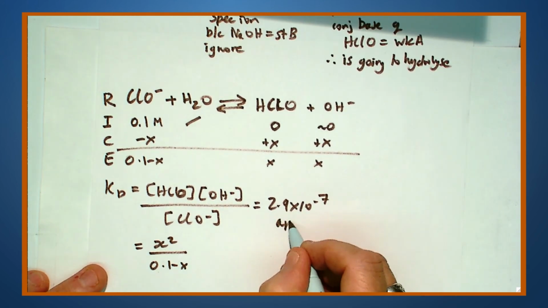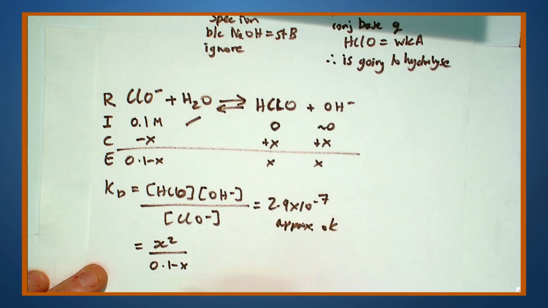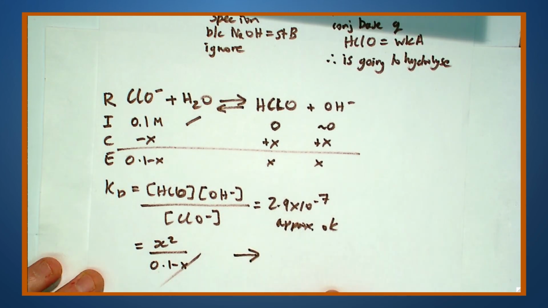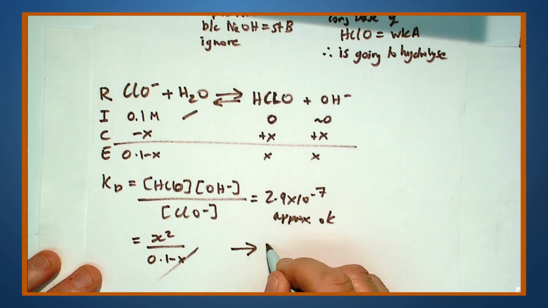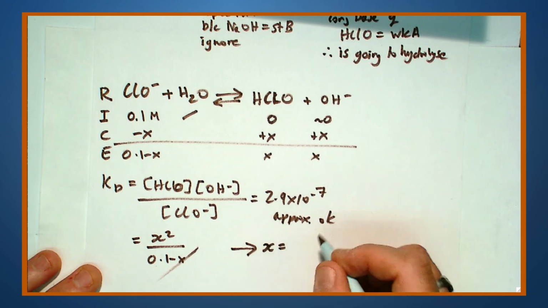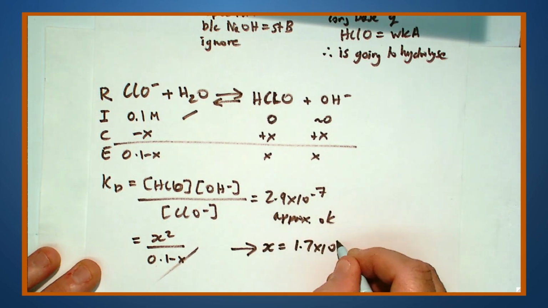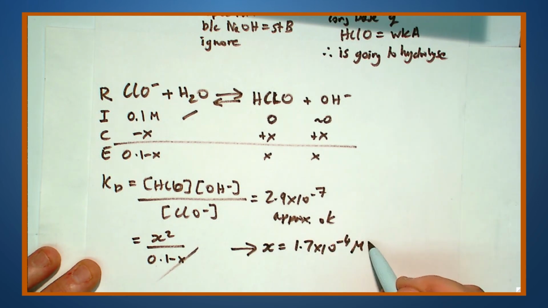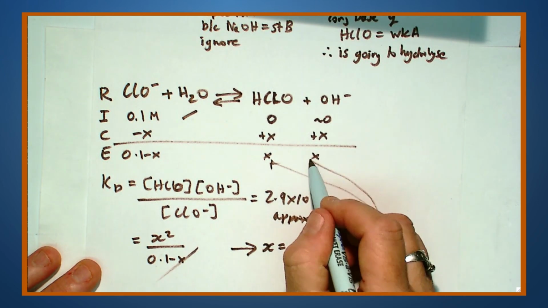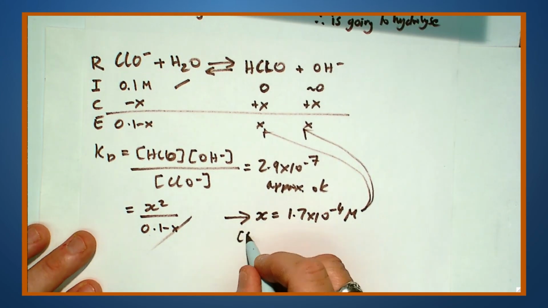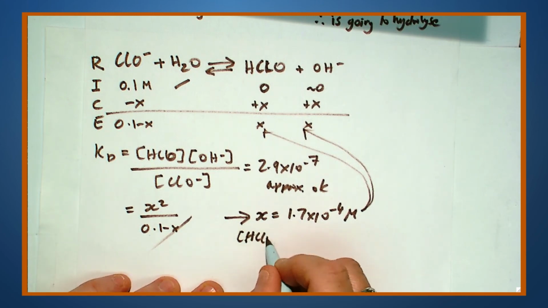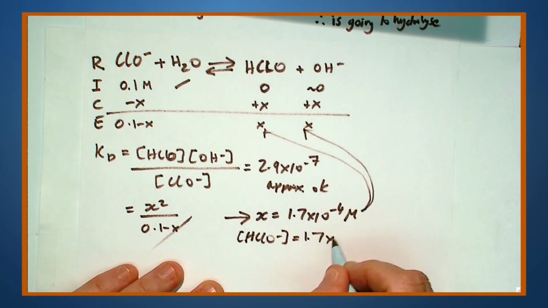So we can do the approximation. That's going to be okay. So we come down here and we knock that out, and then what we can do is solve for x. We don't have to worry about the two roots because we're not going to worry about a quadratic here. And what we get is this: x equals 1.7 times 10 to the minus 4 molar. And so that gives us several things. Gives us those two things, and then it enables us to calculate this. So what do we have now? We have the HClO concentration, 1.7 times 10 to the minus 4.